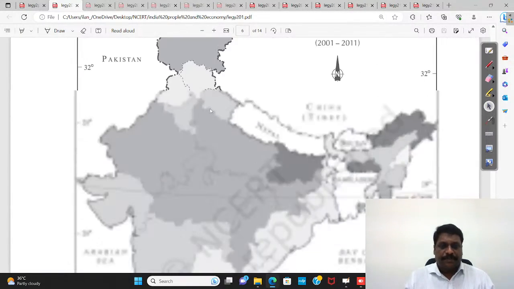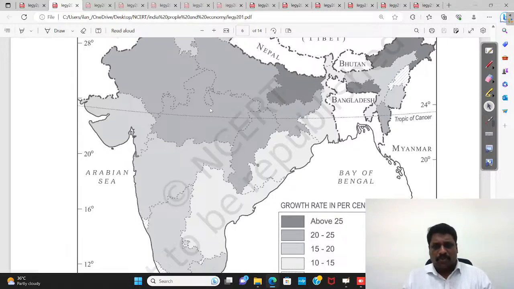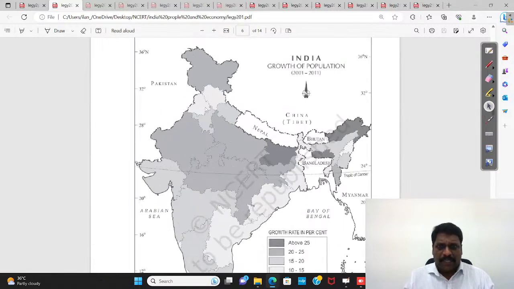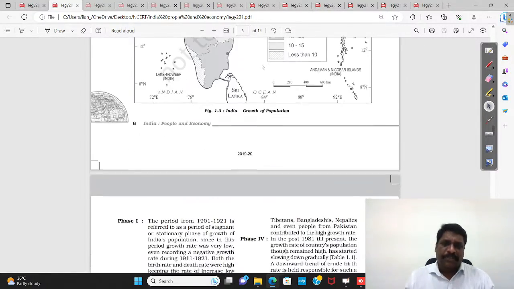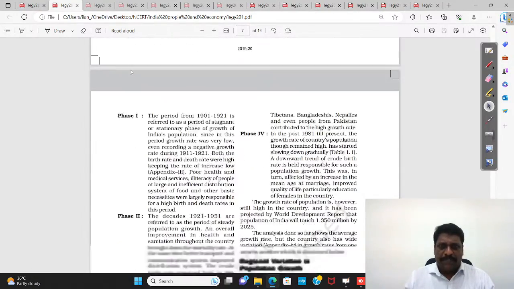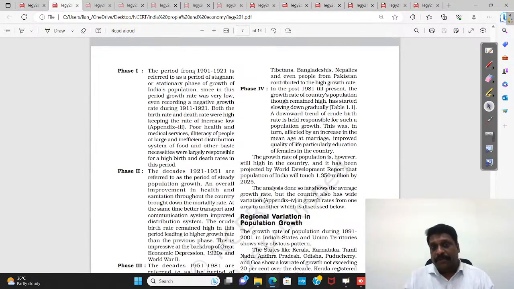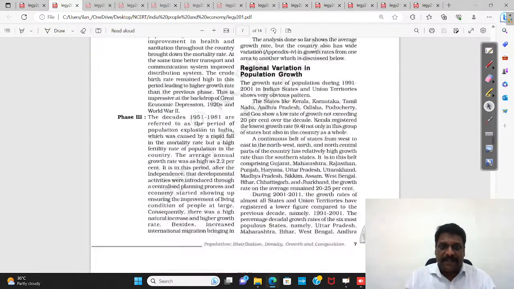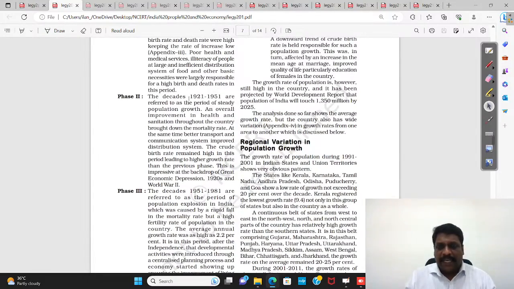All right, my dear friends. What is a decadal growth rate? That also we have seen. What are the other parameters? Growth of population, I told you. Watershed year. 1901 to 1921, how exactly this phase one of the population was seen. And 1921 to 1951, how it is seen.